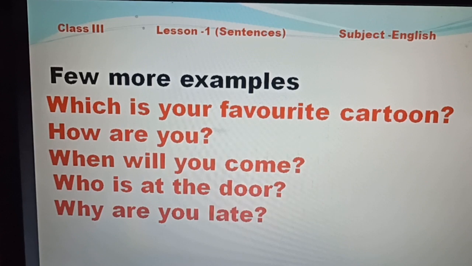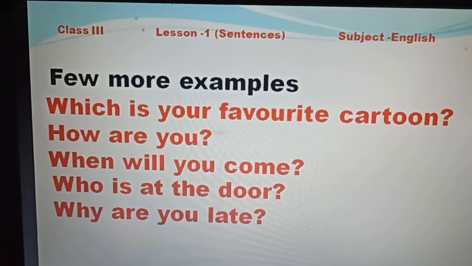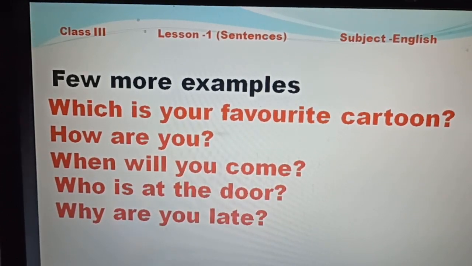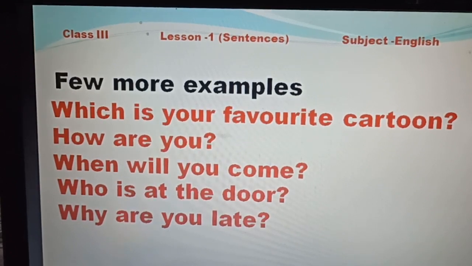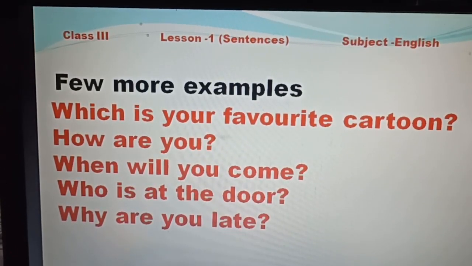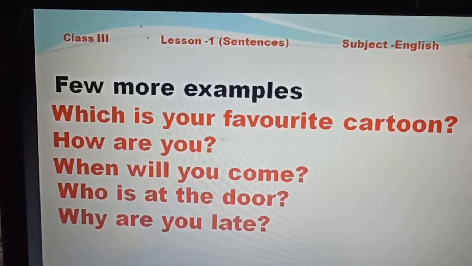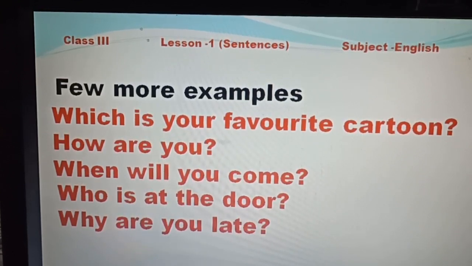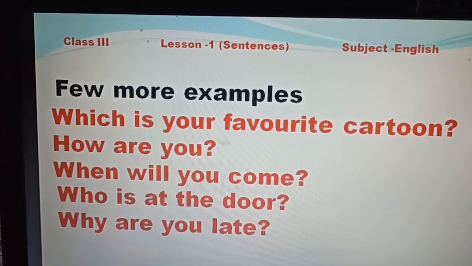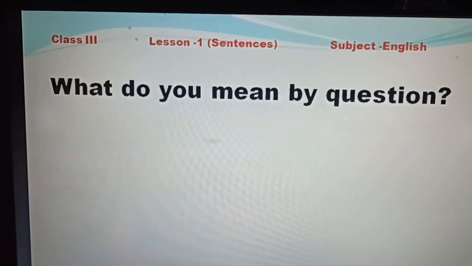Who is at the door? Why are you late? These two are also questions. So these are the examples of questions, and all these words start with the WH family words. You have earlier known about these words, and today I am going to tell you what the WH family words are. Now what do you mean by question?